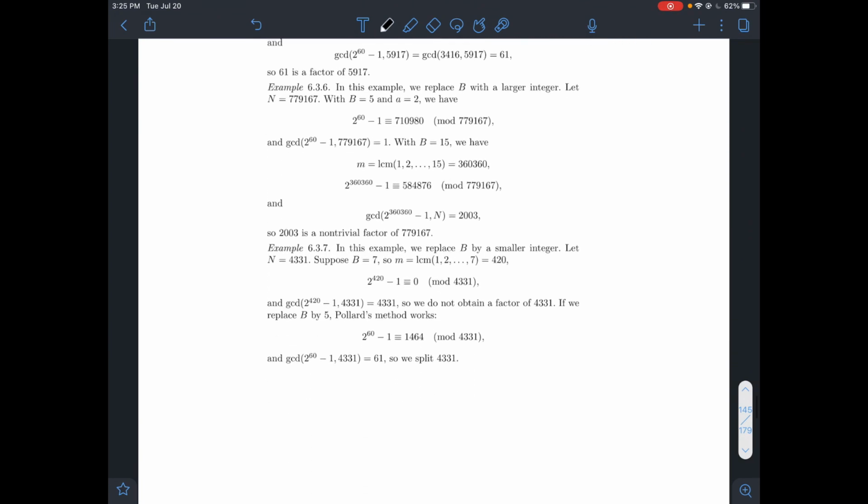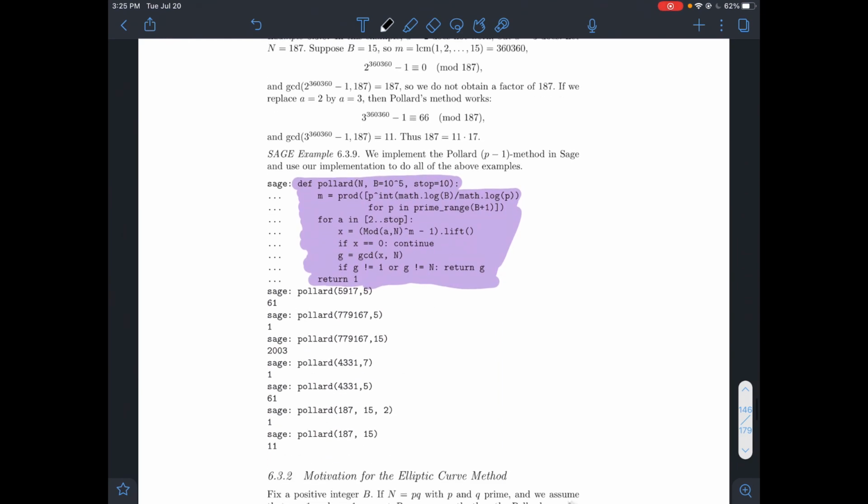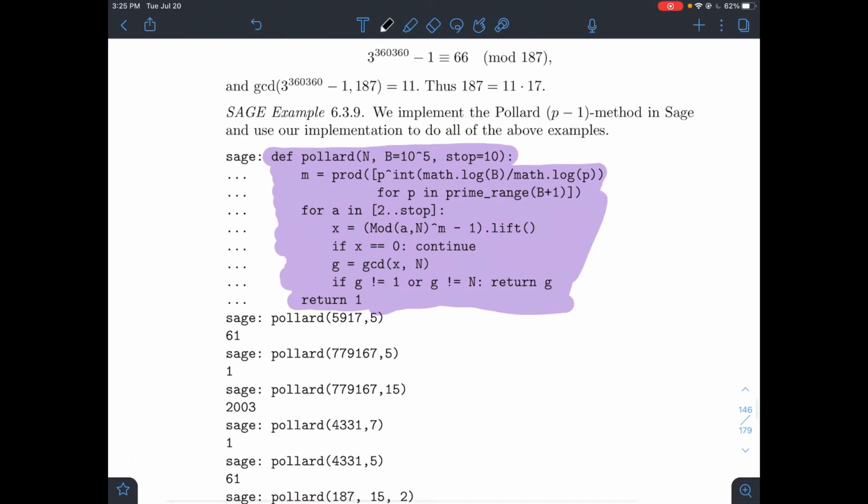Otherwise, we're going to skip right down to the Sage code, which is down here in purple. This purple is the Sage code that implements Pollard's method.